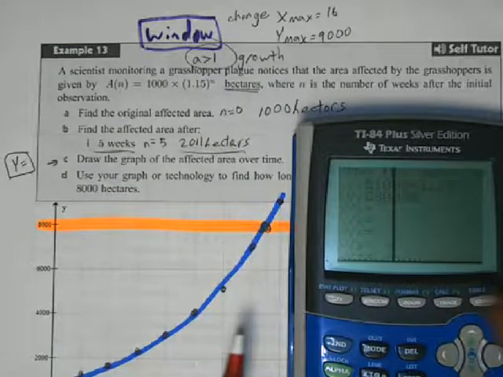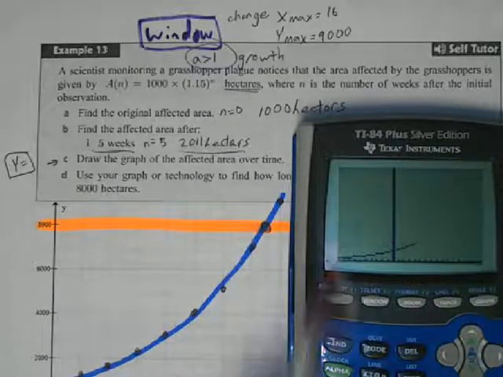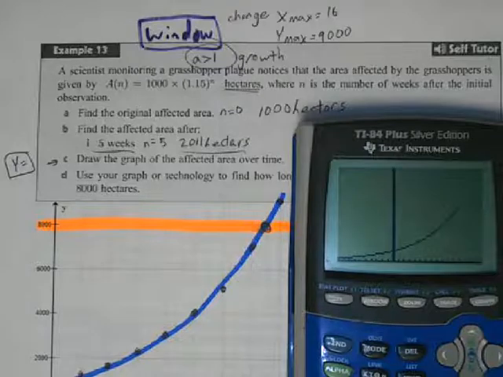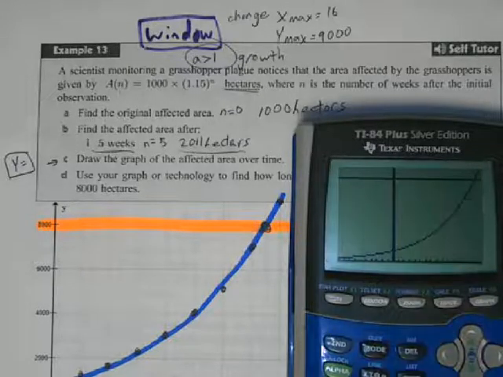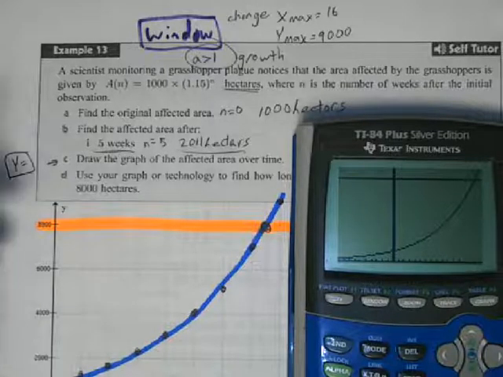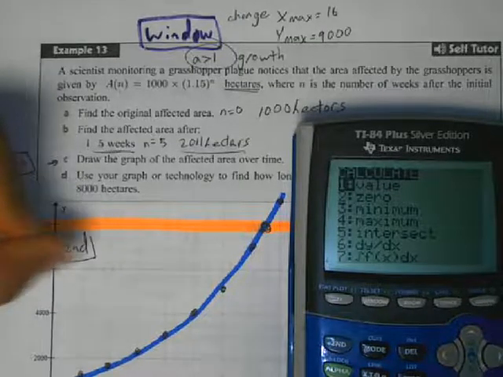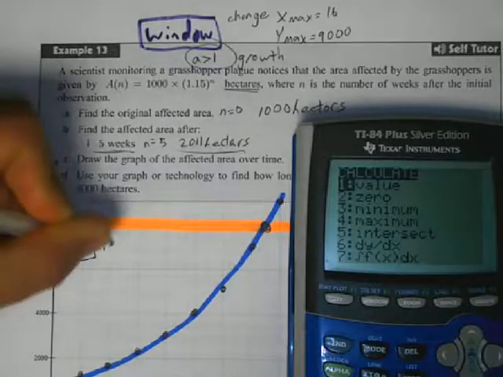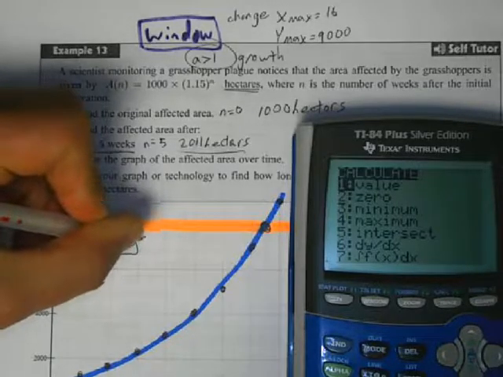And then when I hit graph, you'll see the two equations are going to intersect. So here's the exponential curve, and there's the line at 8,000. So in all of these problems, we're going to figure out the intersection. So you're going to hit second trace, and then you're going to hit 5 for intersection.